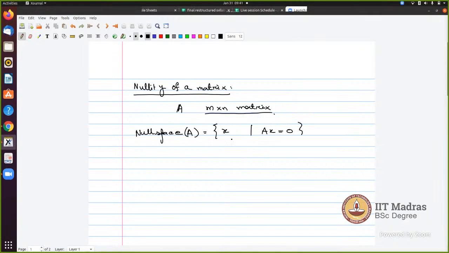Now, where should this x belong? x is a vector. In which space should this x belong? It is the solution space. That is x, but what should be its dimension? So, this is an M cross N matrix, so x should come from Rn. Yes, the number of columns.